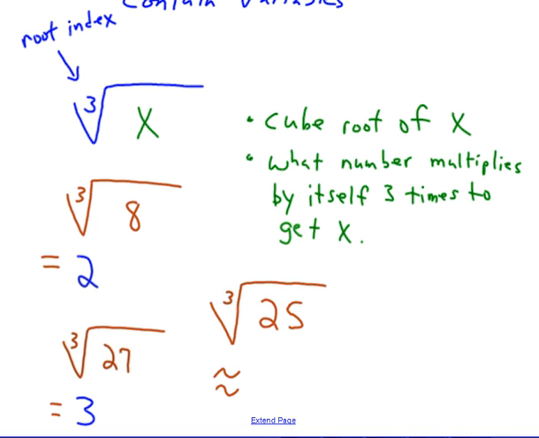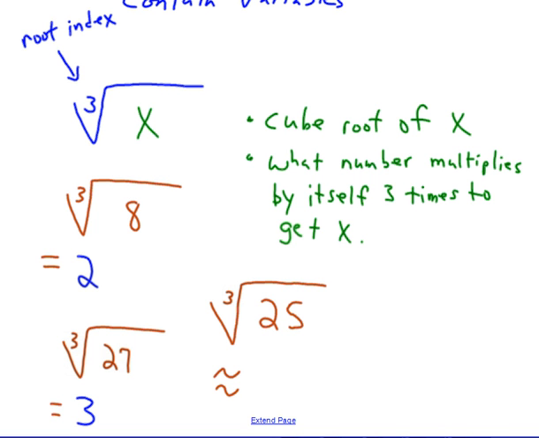Now let's get our calculators out, because I need to teach you how to do this. These first 2 examples are perfect cubes, because they have rational cube roots. But we can still find a number for the others, it just happens to be irrational. What number, we're going to do an estimate, multiplies by itself 3 times to get 25?